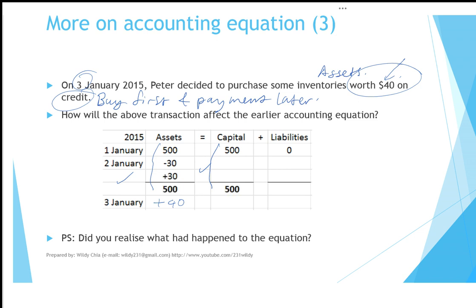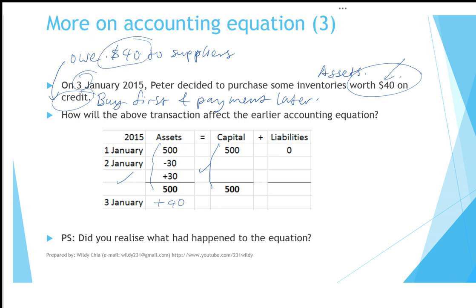But these goods are not paid for. Payment later, paid later, it could be like month end, it could be another month, whatever it is. Which means that these goods are owing. Peter owes $40 to suppliers. Right, no payment has been made. So this is quite different from the earlier example where he paid 30 to purchase stocks worth 30, right? Inventories worth $30.